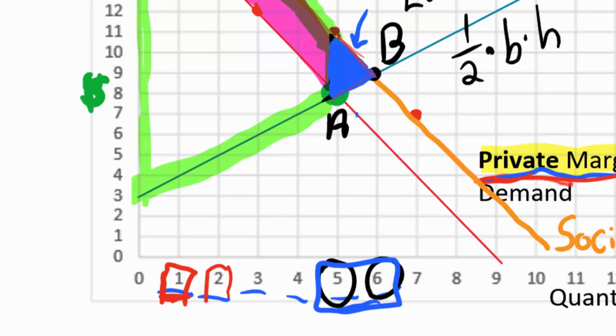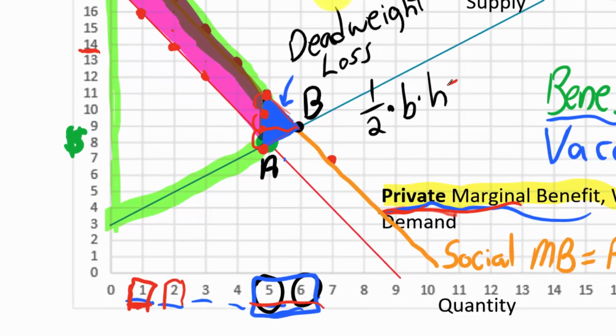And I think about the base here as being the left side. And it's going to be 1, 2, 3. And the height is simply 1. It's the distance between the 5 million and the 6 million. So 1/2 times 3 times 1 is saying that we would have a $1.5 million deadweight loss. In other words, $1.5 million worth of surplus that we could have gotten that we didn't get.